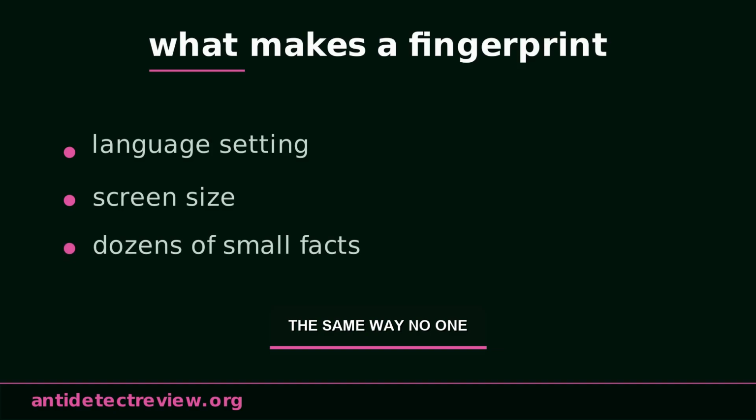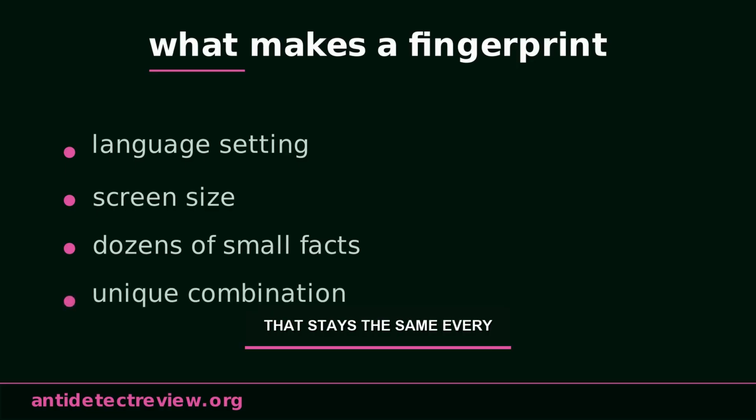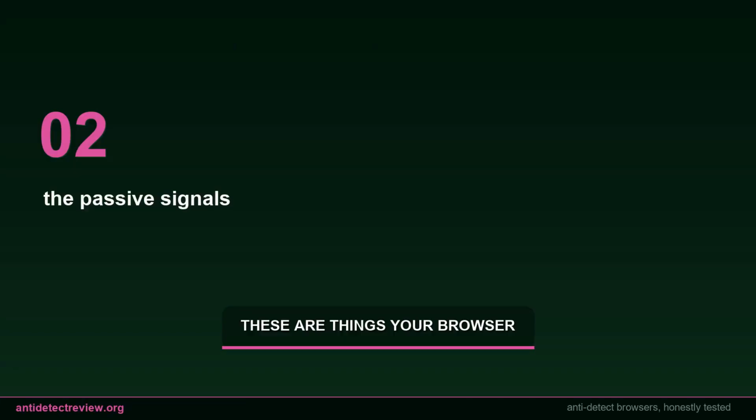The same way no one detail on a face is unique but the whole face is. A site does not need your name. It just needs a value that stays the same every time your browser shows up. The passive signals, the first family of signals, are passive. These are things your browser hands over just by connecting, before a single script runs.